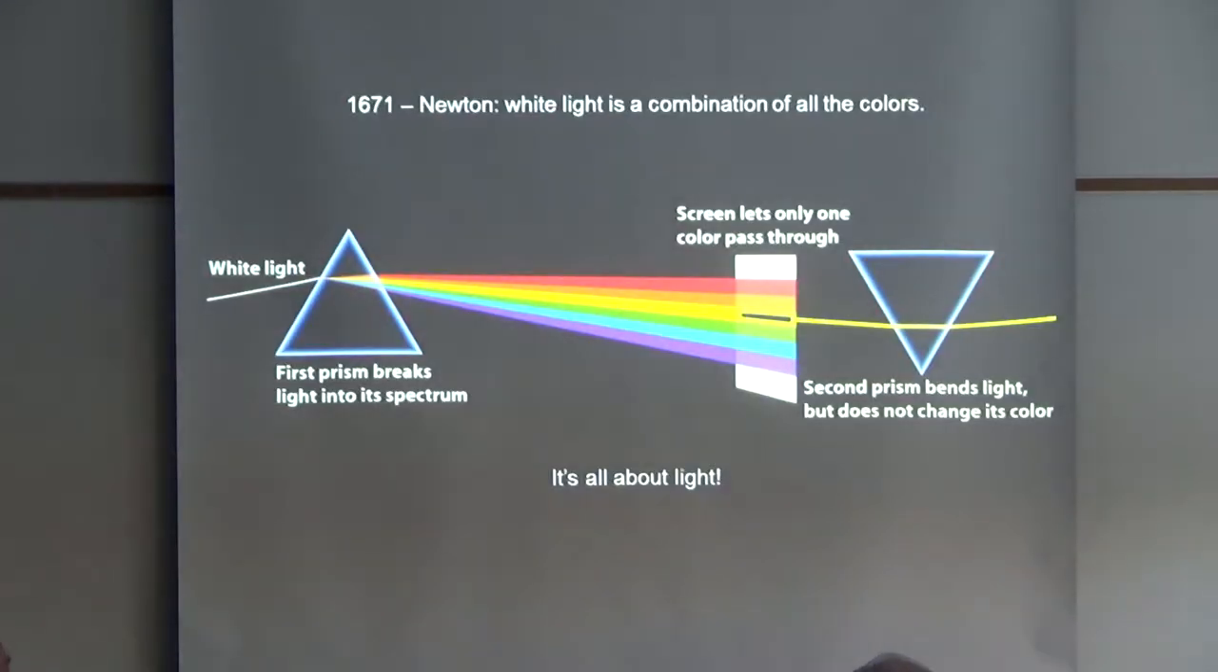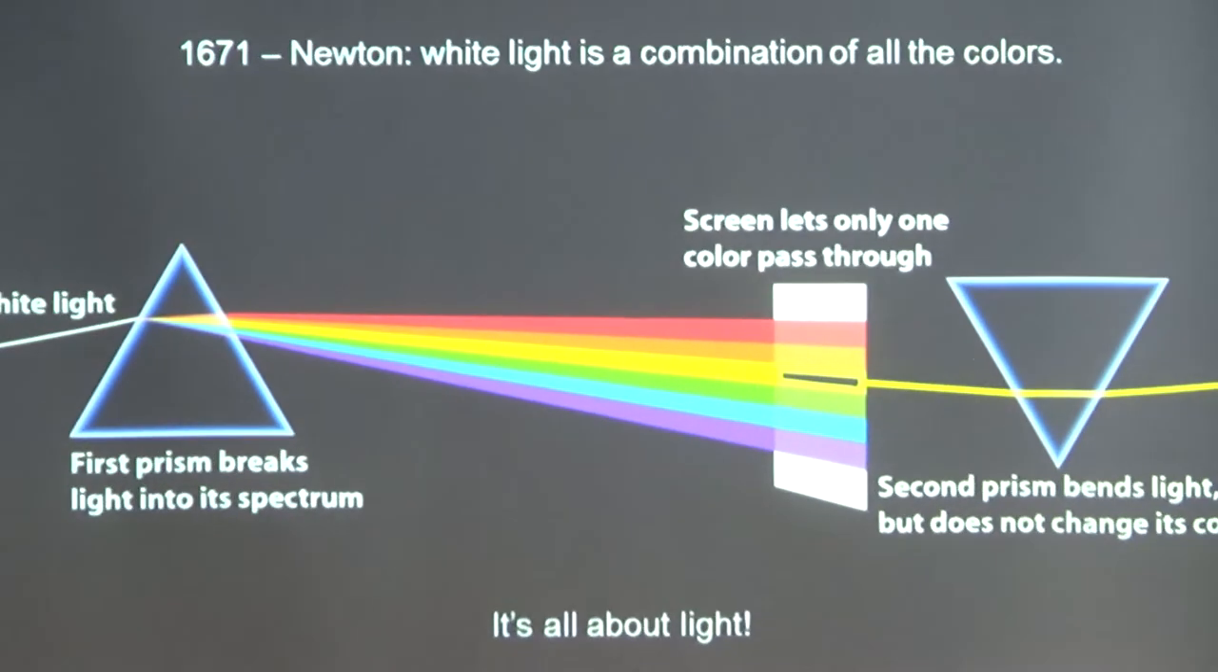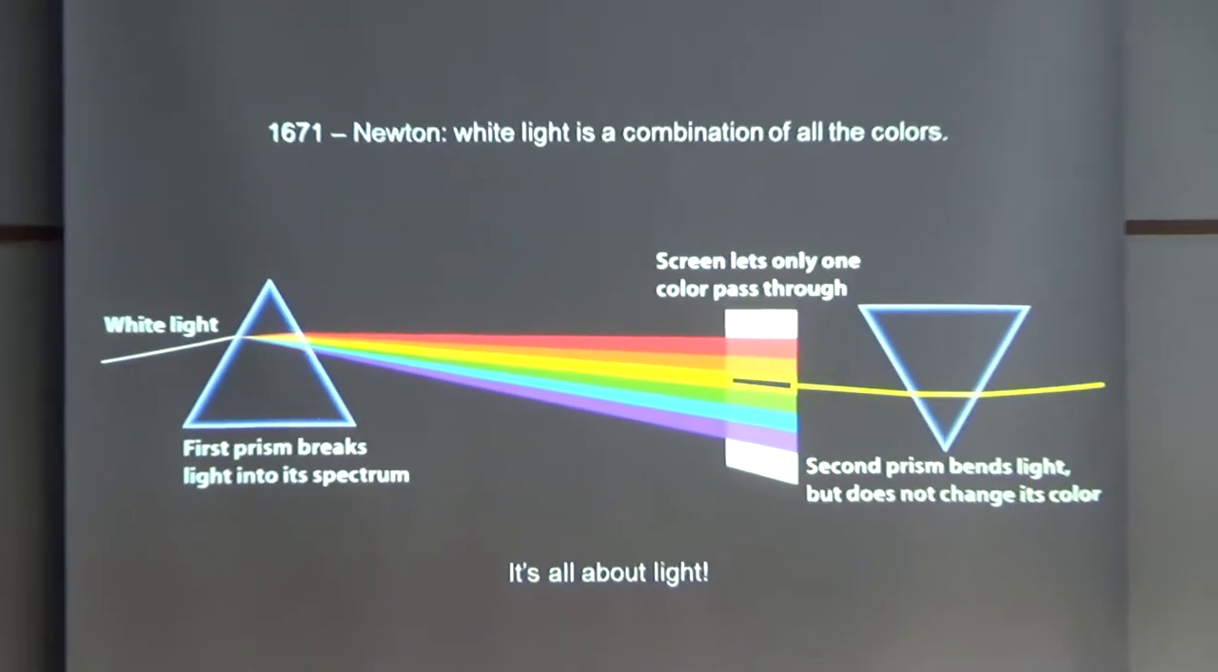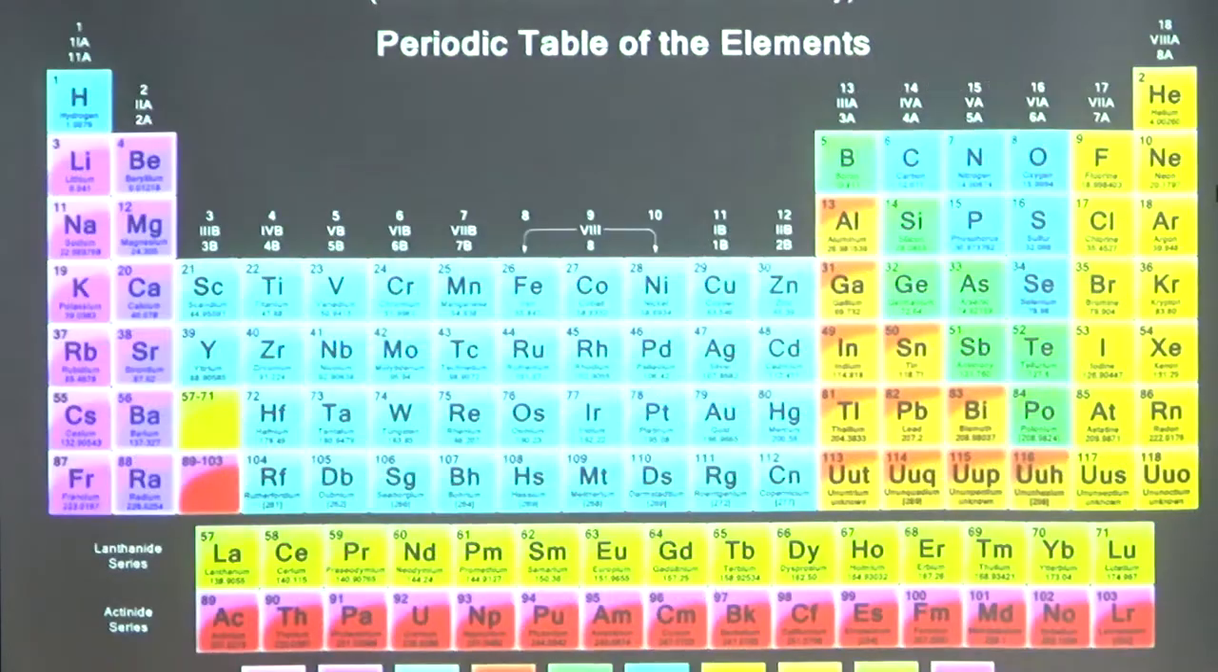So I'm going to run you through some high school physics up to the 1920s so I can give you a background we're going to talk about. In 1671, Newton proved that white light, contrary to the accepted theory of the time, was not pure. It was a combination of all the colors. And this led to the whole exploration of what we call optics.